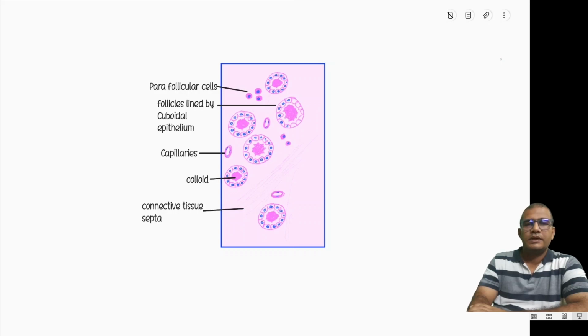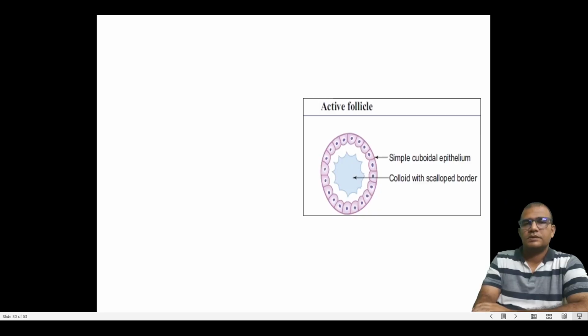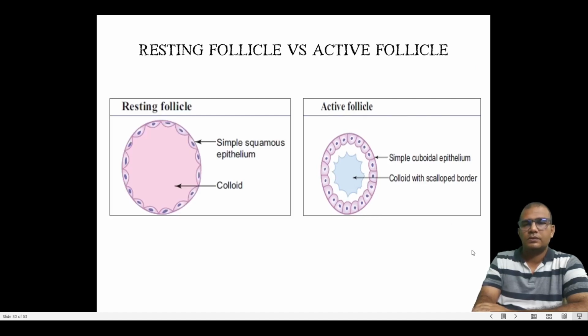Again, as we have already discussed, you need not draw a complete diagram because it will take much more time. So draw the basic things: connective tissue septa, a few follicles, and show parafollicular cells and capillaries. This will be sufficient to score good marks. Depending upon the time available, you can modify the diagrams. So this is the diagram of an active follicle and a resting follicle. You may draw these diagrams to get a few additional marks in your exam.